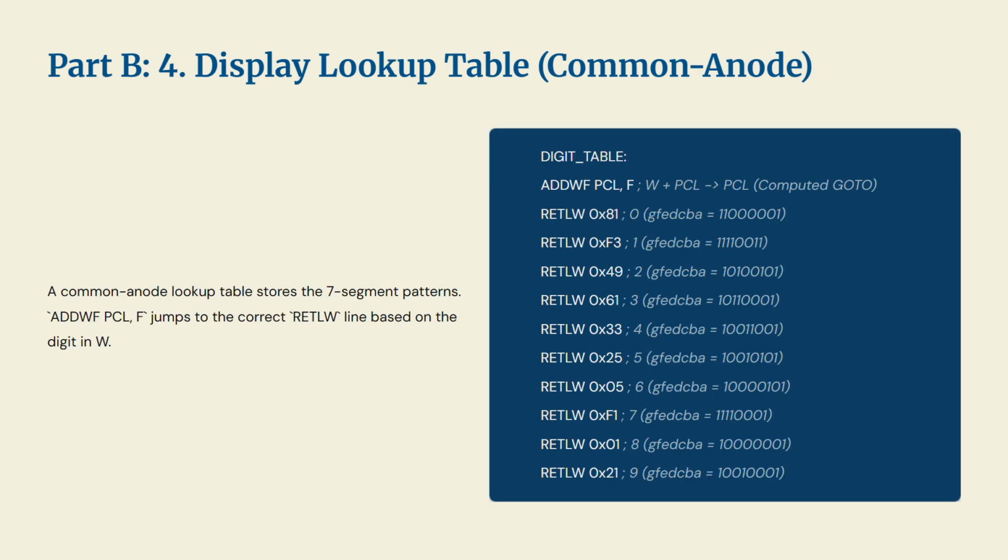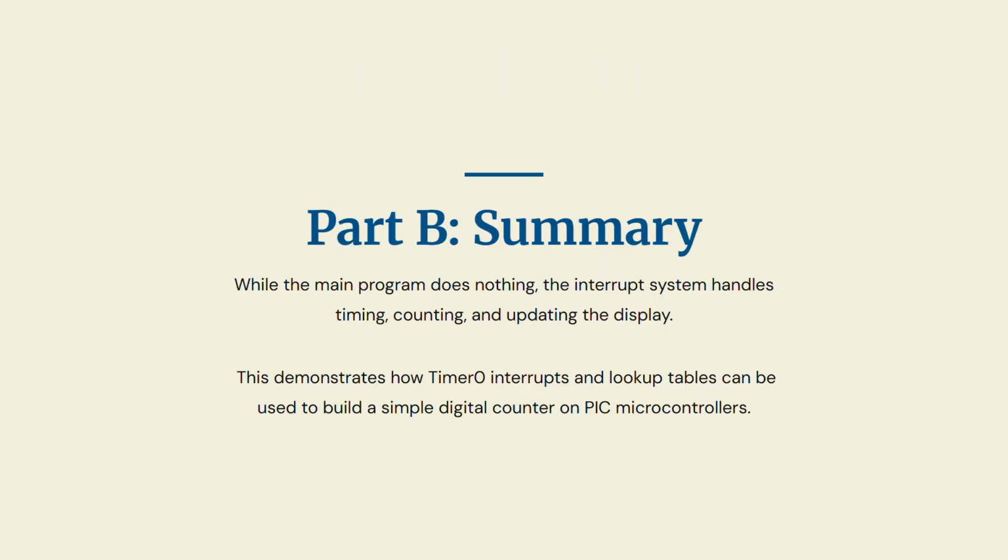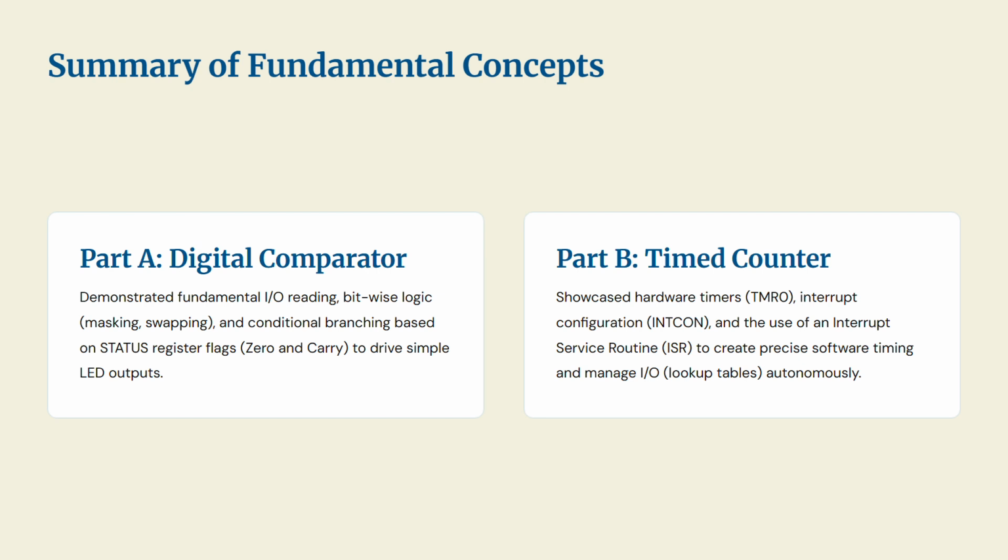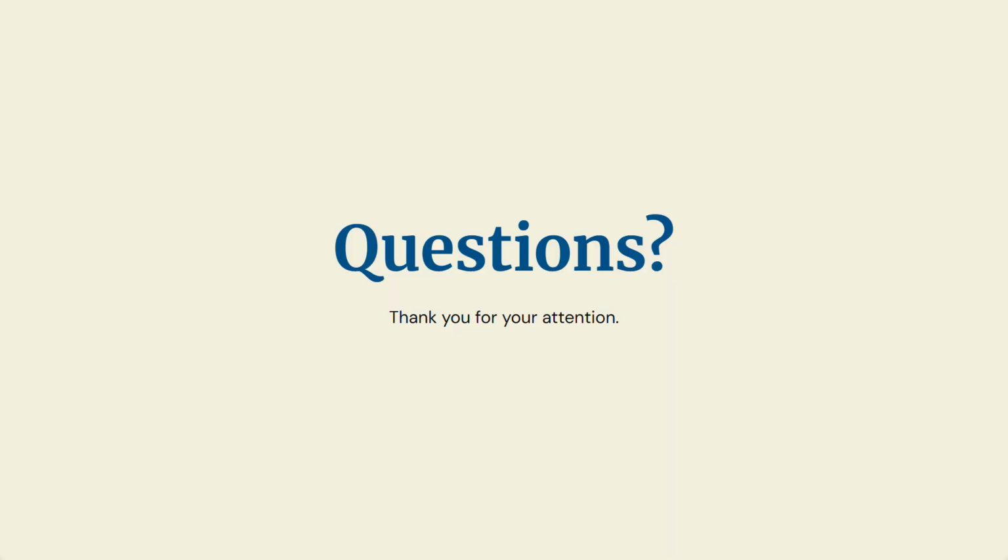Overall, Part A demonstrates how a PIC can perform basic digital comparisons and drive LEDs to represent logical relationships, while Part B shows how Timer 0 interrupts, lookup tables, and I/O management come together to implement a functional real-time up-down counter. These two tasks, when combined, give a strong understanding of how microcontrollers handle input reading, decision-making, timing operations, and output control, which are fundamental concepts in embedded system design.